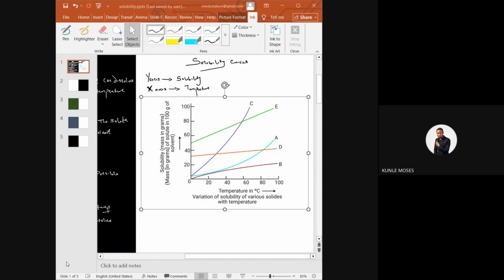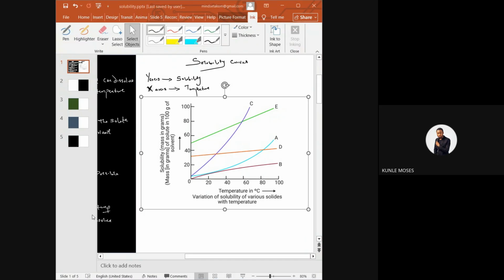So look at the solubility curve, everybody. Like I said, your x-axis, which is this axis here at the bottom, contains your temperature. The temperature increases from the left to the right, from 0 to 20, 20 to 40, with a consistent figure, isn't it? And your y-axis, which is your vertical axis, contains the mass in gram that is dissolved in 100 gram of the solvent. Now, how do you read the solubility curve?